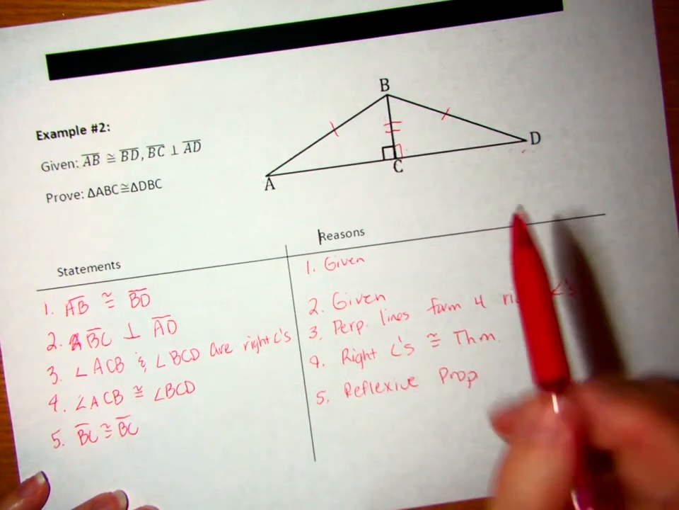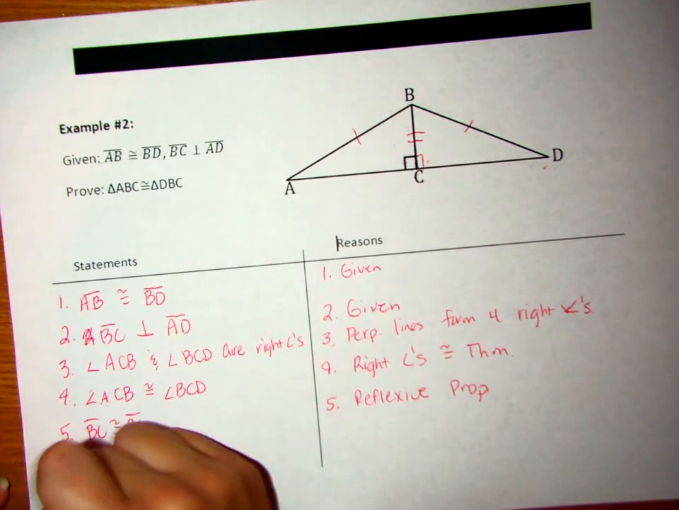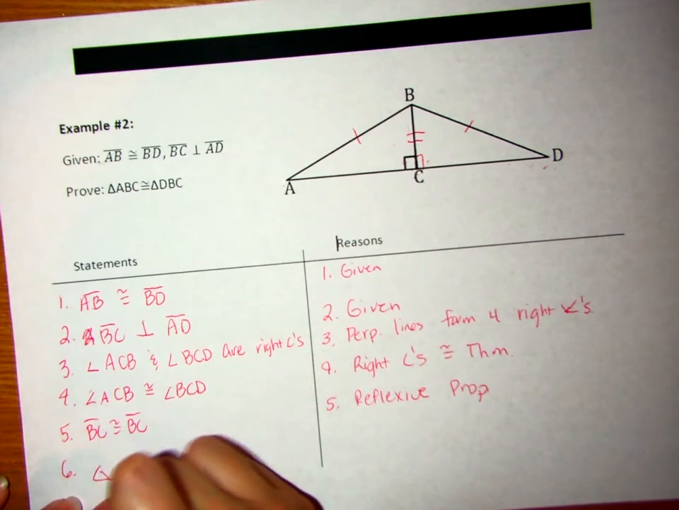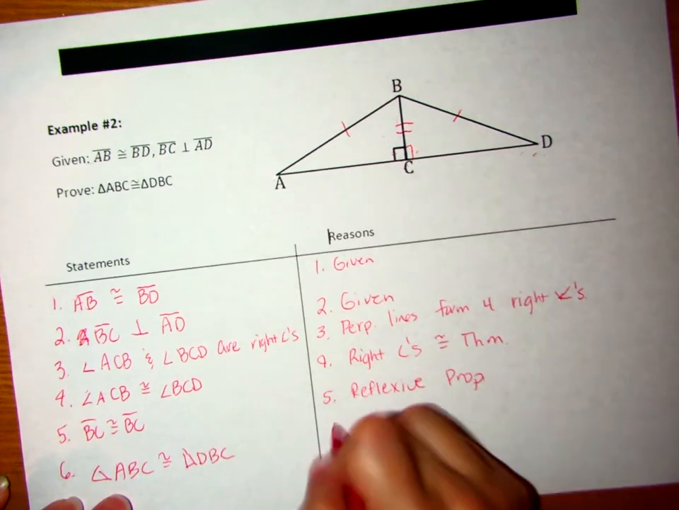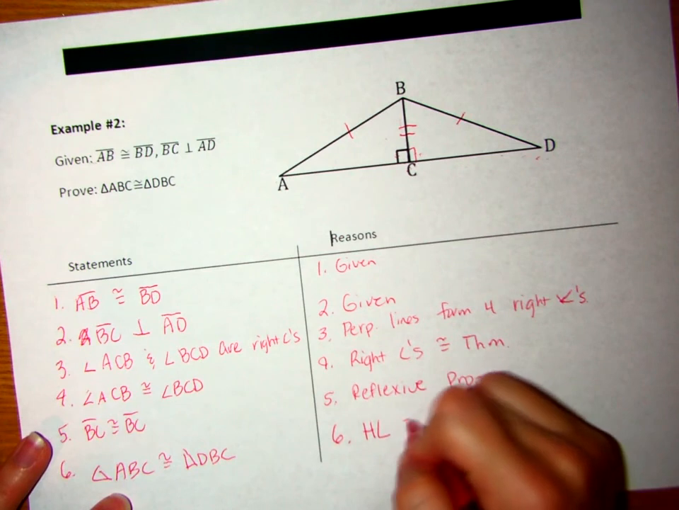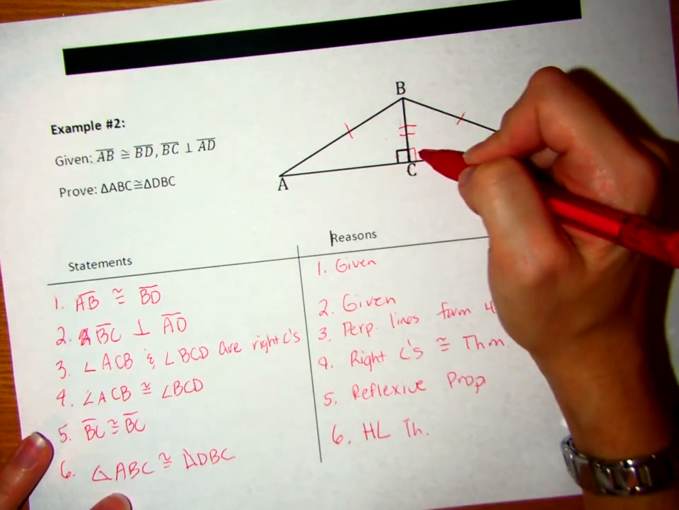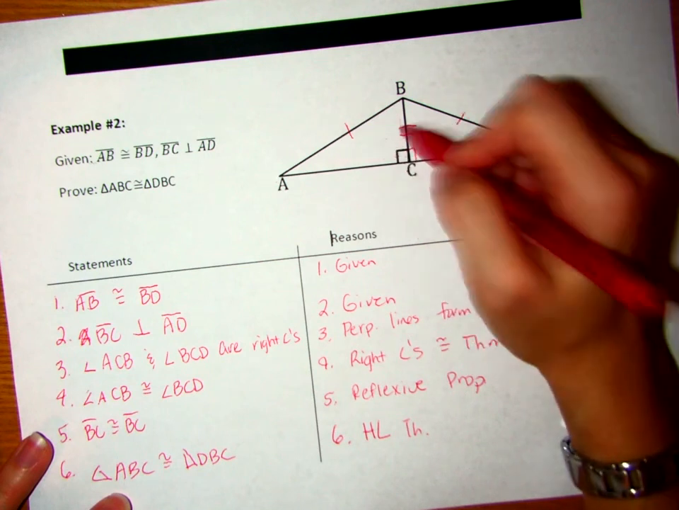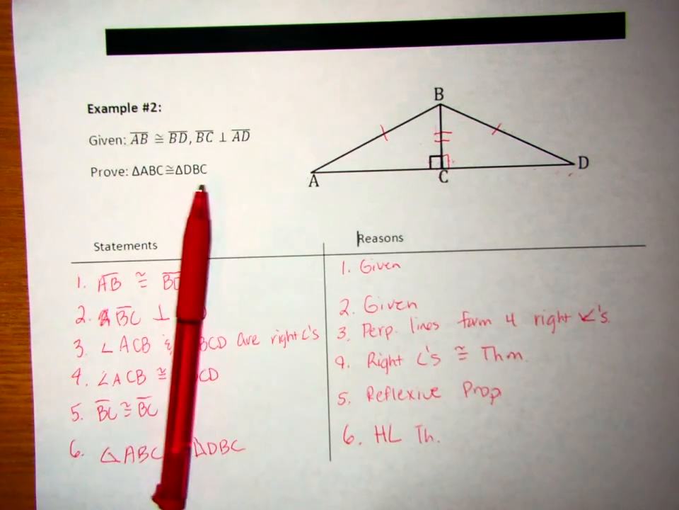Well, we have a hypotenuse leg. So I didn't even pay attention. There's the right triangle. So we can say that triangle ABC is congruent to triangle DBC because we have the hypotenuse leg theorem, which states that if you've got a right triangle and you've got both the hypotenuse and a leg that are congruent, then the two triangles are congruent.